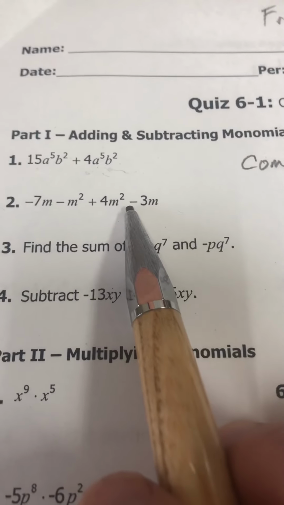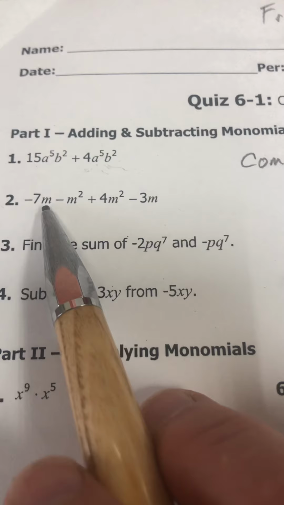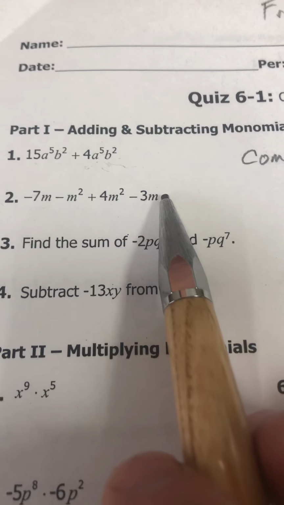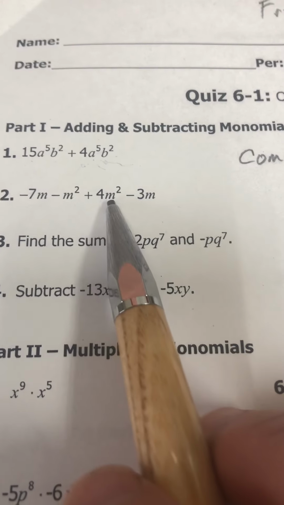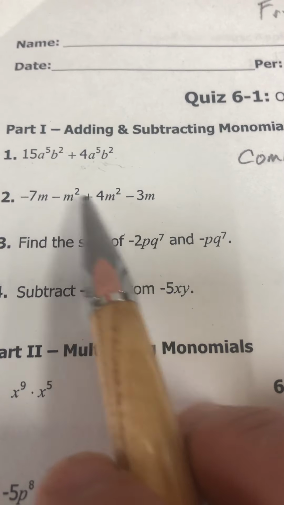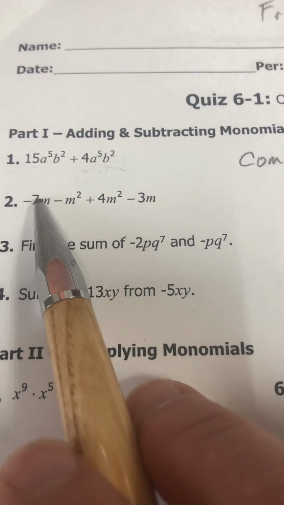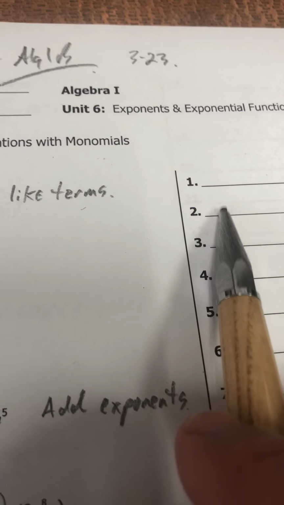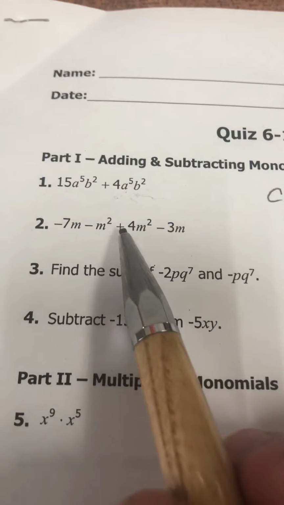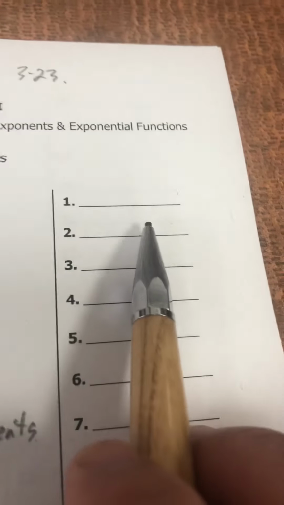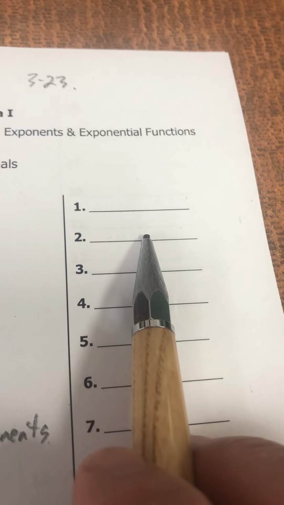Okay, combining like terms for number 2. You can only take this negative 7m and put it with this negative 3m because they both are just m's. Now these m squared you could put together. Take this 4 minus 1. This would be a minus 1. So you're going to take negative 7 minus 3. Put that answer here for number 2, and put an m with it. Then you're going to take this plus 4 minus 1. Put that answer behind that, and then put m squared. You're just combining like terms.